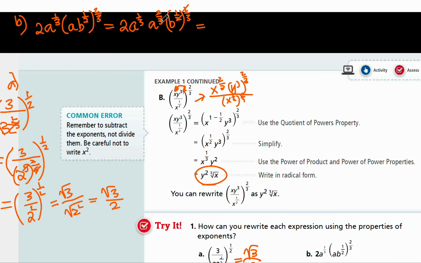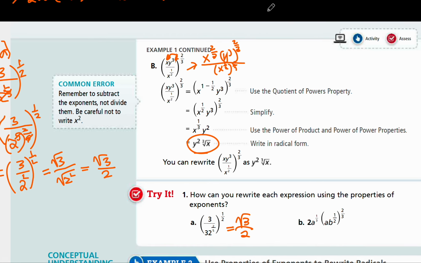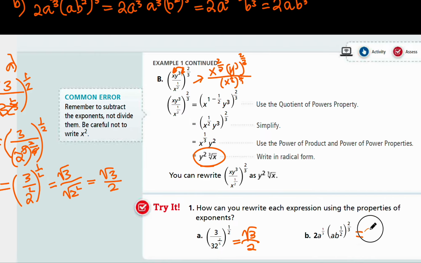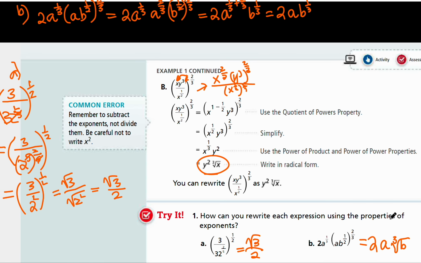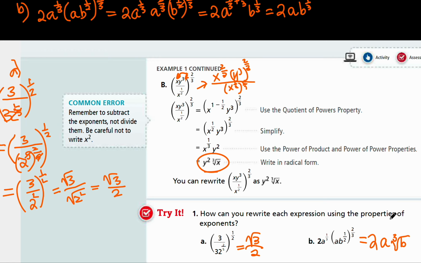And then using the product of powers property, you have 2 times a to the power of 1 over 3 plus 2 over 3 times b to the power of 1 over 3. And then you just have to do the math. You have 3 over 3, which is just 1. And then b to the power of 1 over 3. And then you can write it as a radical expression and have 2a and then cube root of b. Okay, good. So we have rewritten our expressions using properties of exponents and simplified them in example 1. Let's look at example 2.